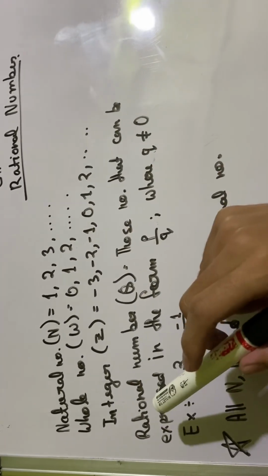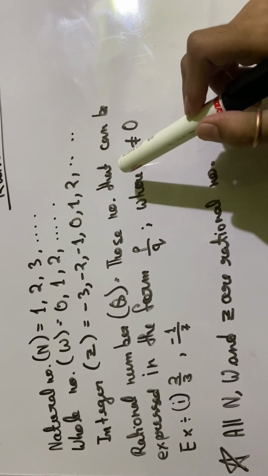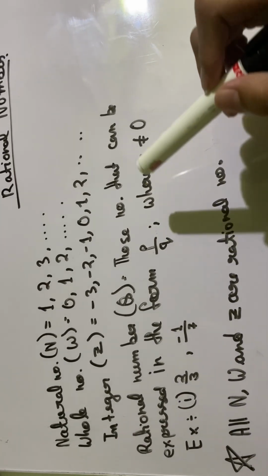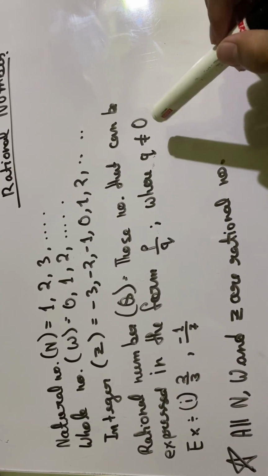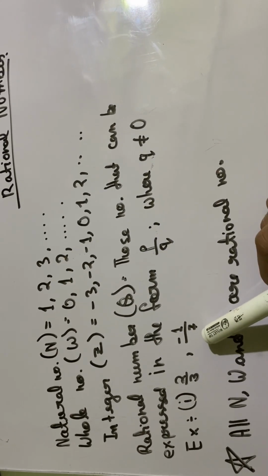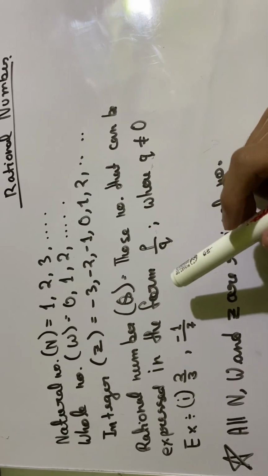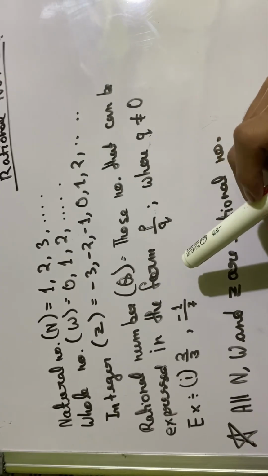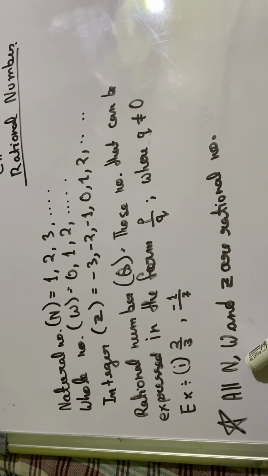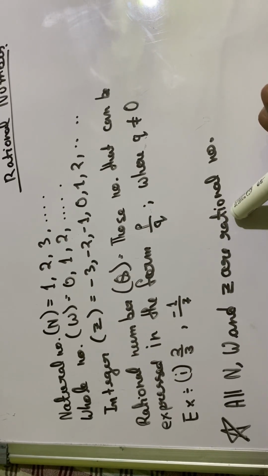So what is a rational number? Those numbers that can be expressed in the form of p by q, where q is not equal to 0, that is called a rational number. Example, 2 by 3, 1 by 7. These are some examples of rational numbers. And one thing you should know, that all natural numbers, whole numbers and integers are rational numbers.